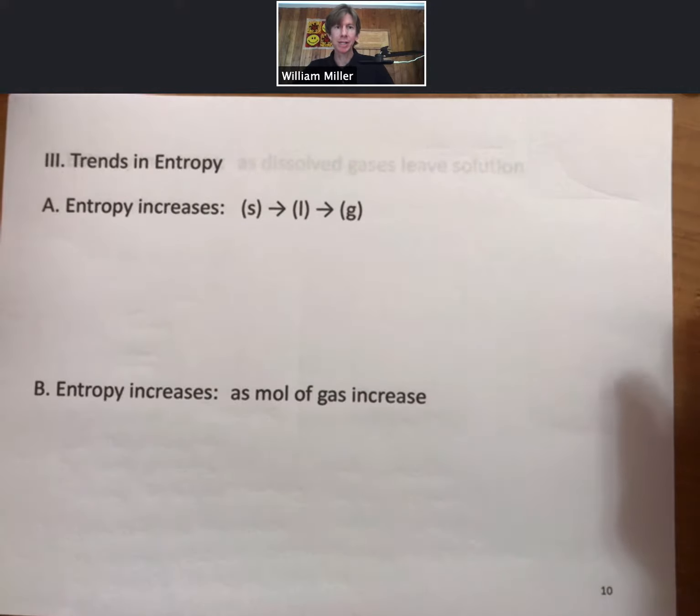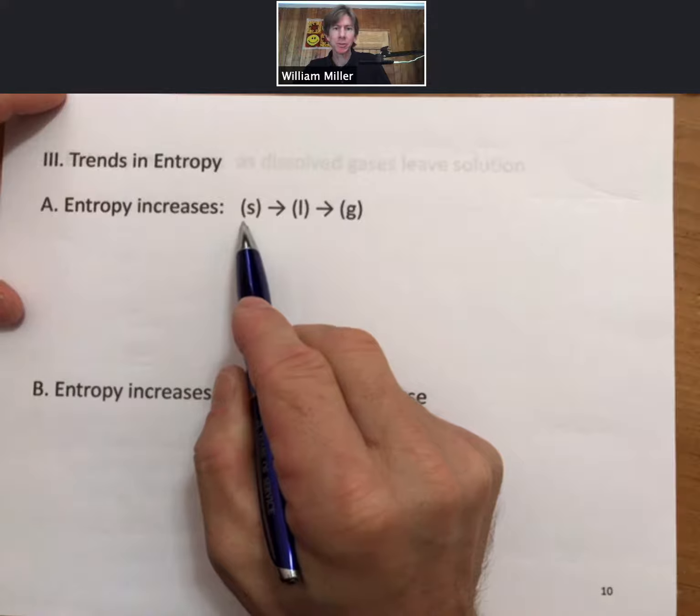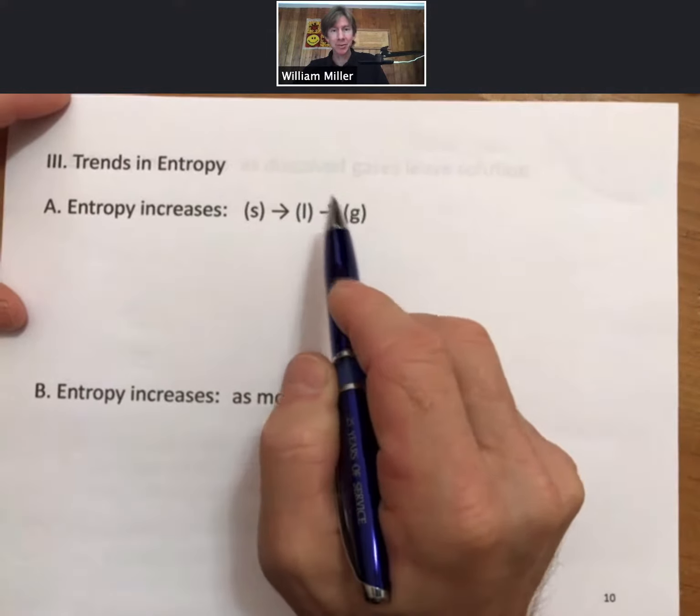Now let's talk about trends in entropy that are more specific to chemistry examples. For example, entropy increases as a substance goes from the solid to the liquid to the gas phase.